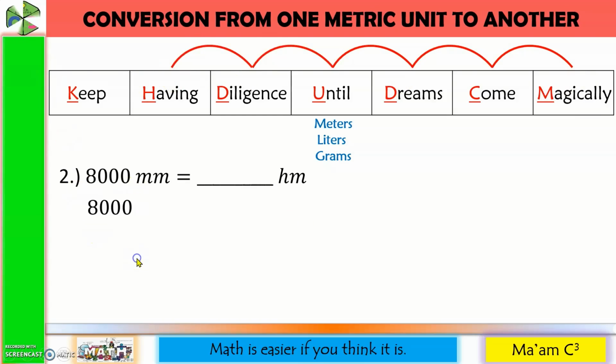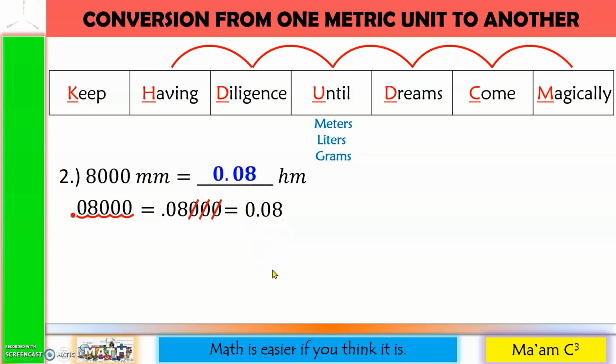So let us copy 8,000. We know that the decimal point is in here. Let us move this decimal point going to the left 5 steps. 1, 2, 3, 4, 5. And let us fill up this space with 0. So this is equal to 0.08 thousand. We know that these are insignificant zeros. We may cancel them. And as a custom, we write 0 in front of a decimal point. So 8,000 millimeters is equal to 0.08 hectometers.